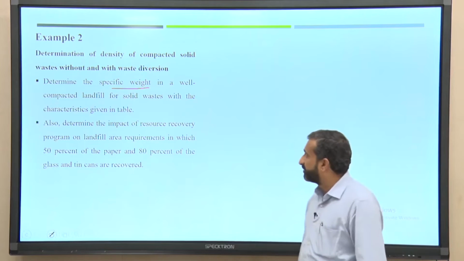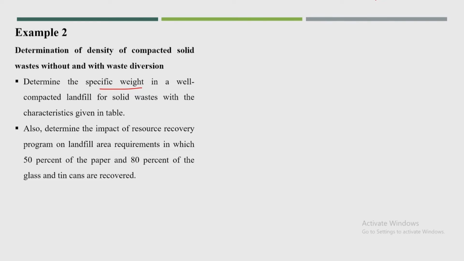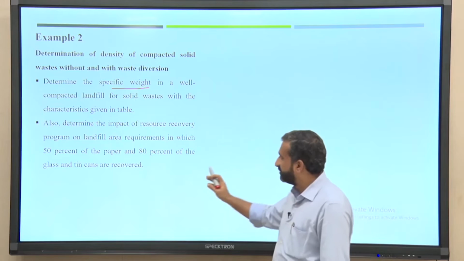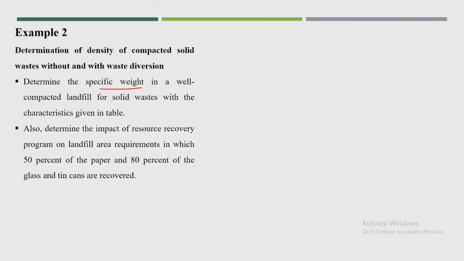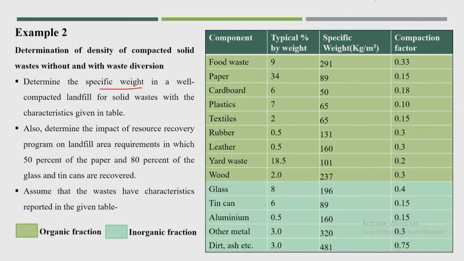Here we also have to determine the impact of the resource recovery program. And what is the resource recovery program? It says that 50% of the paper and 80% of glass and tin cans are recovered. So, whatever specific weight we get without any waste diversion program, we will then reduce the weight of 50% of paper and 80% of glass and tin, and this data is given.